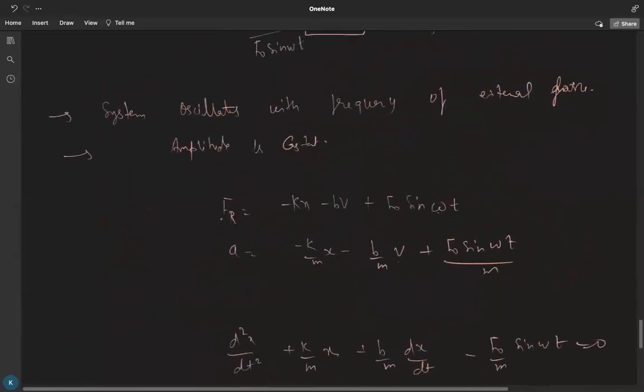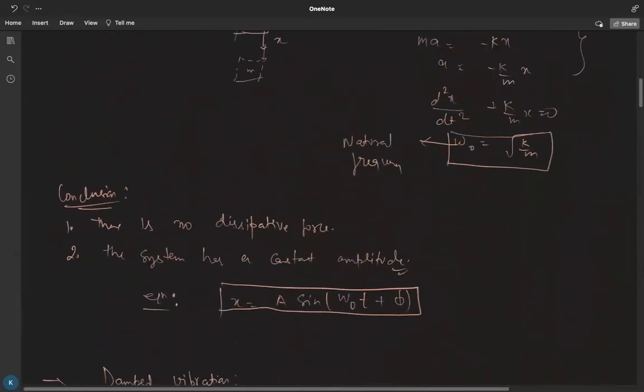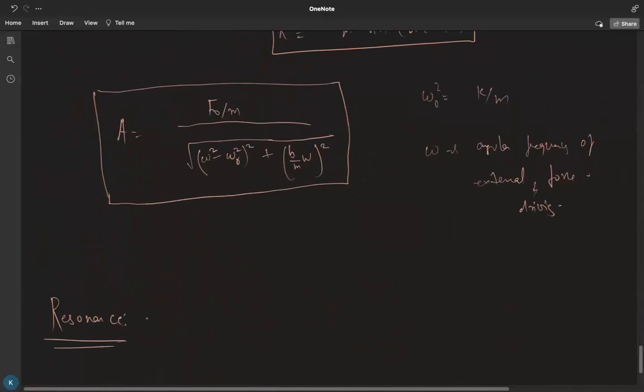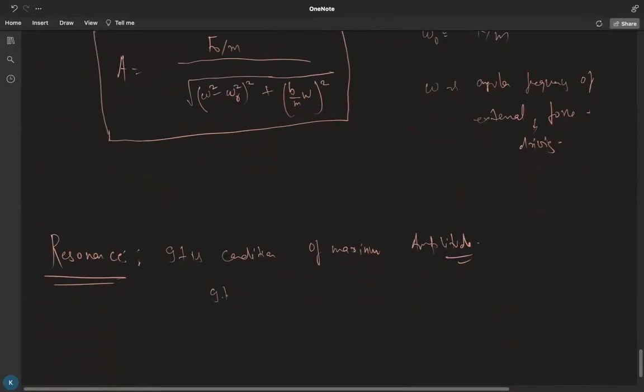Okay. Now we have to learn the next thing, which is termed resonance. So what is resonance? Resonance is a condition. Let me write its definition first. It is a condition of maximum amplitude, right? And when does this happen? It occurs when omega naught is equal to omega, or you can say omega is equal to omega naught.